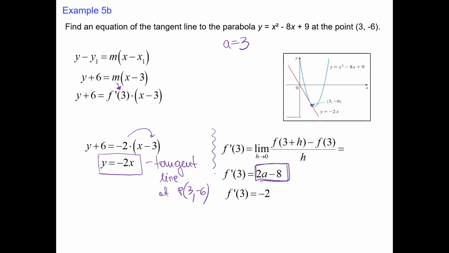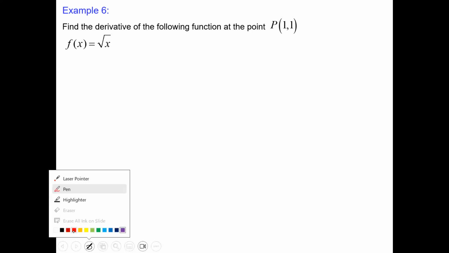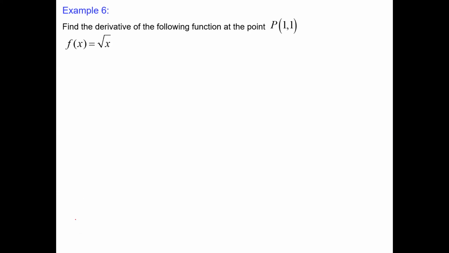But the point is to find the slope through the limit definition. That's lots of practice, please practice. And now I have another one. Let's maybe quickly do it. Let's find the derivative of the function square root of x at the point 1, 1. That means you will also write this. I didn't type it.